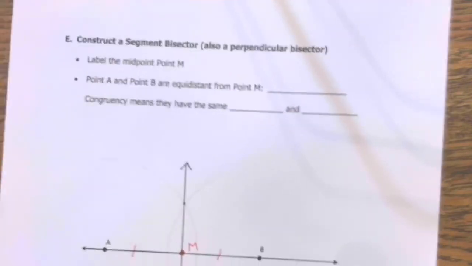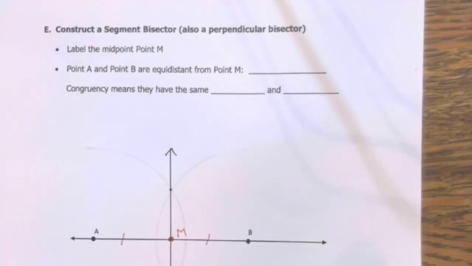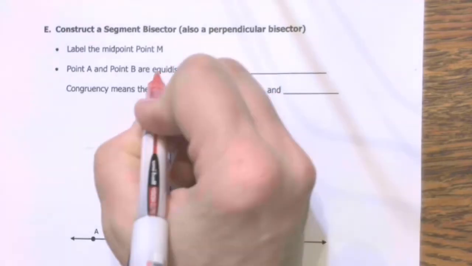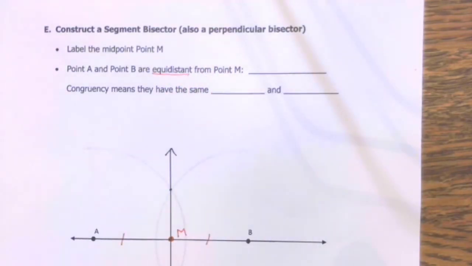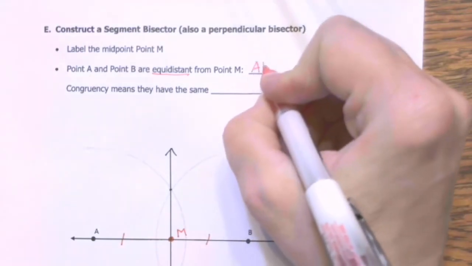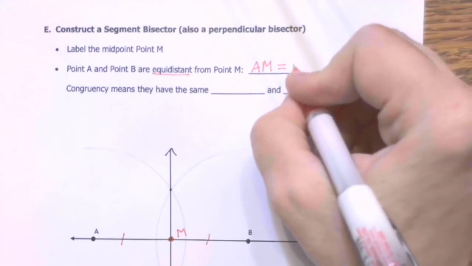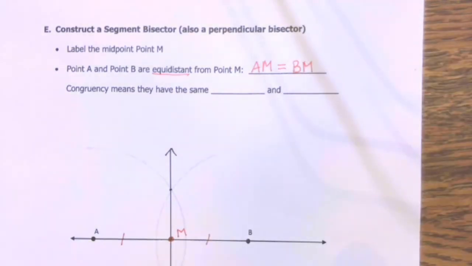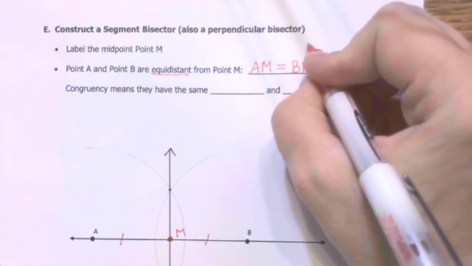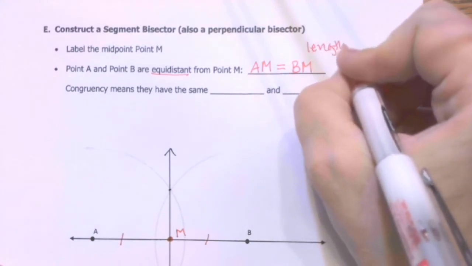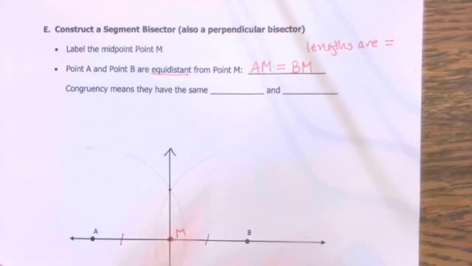Now, there's a little bit of notation here. If you're writing that the distances are the same, equidistant, these segments lose the bar. So it's just AM, no bar, equal to BM, no bar. That notation means you're talking about the length. The lengths are equal. When you're talking length, there's no bar. Anything else, you put the bar up.